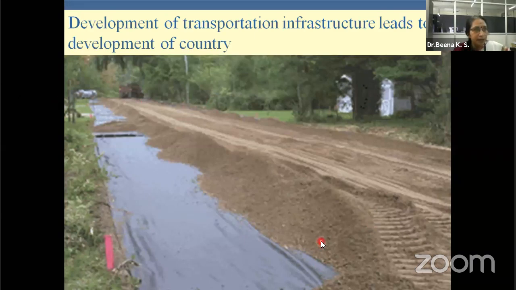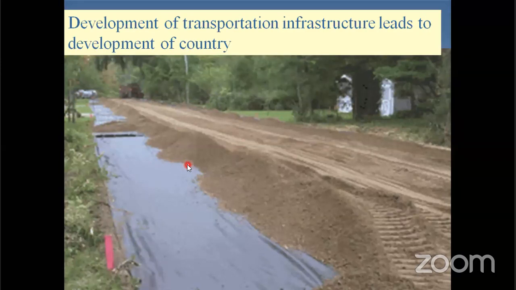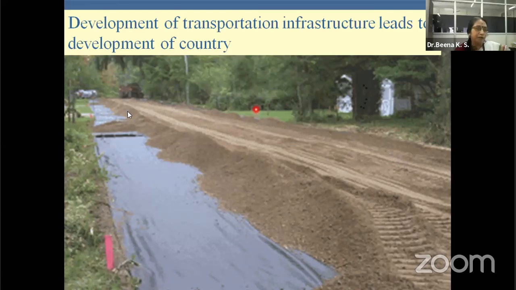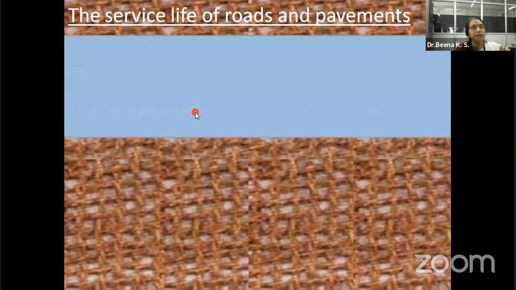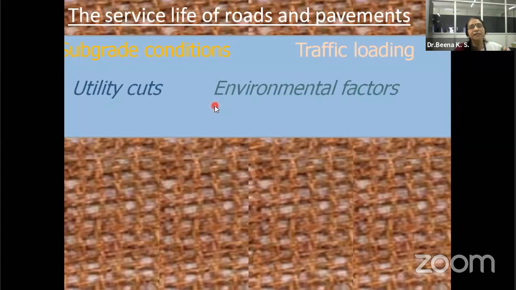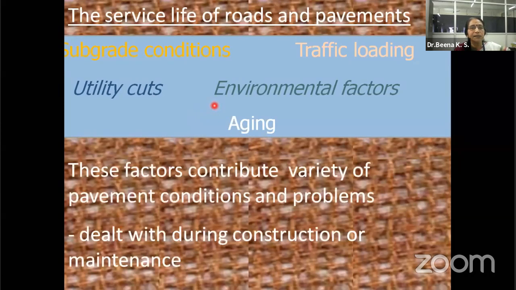So the development of a transportation infrastructure leads to the development of the country. A large percentage of roads in many parts of the country are unpaved. The formation of a road and its alignment mainly depends on many things: what is the subgrade condition, what is the traffic loading, where the utility cuts are going, and other environmental factors, also aging. These factors contribute to a variety of pavement conditions and problems. So dealing with these conditions, we can deal with it either during the construction or during the maintenance.